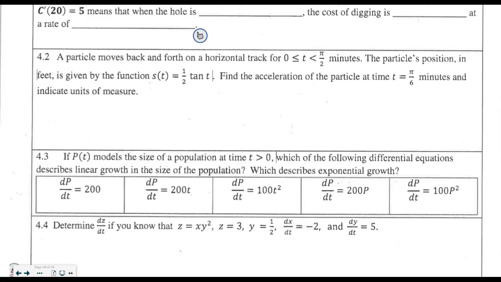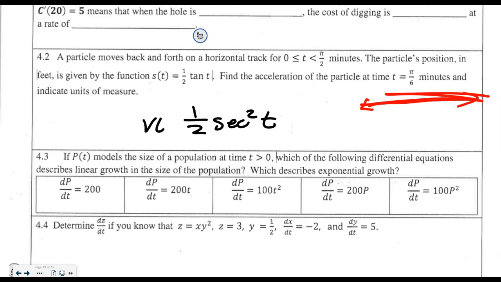4.2, a particle moves back and forth along a horizontal track. It's going like this. And s of t is given in feet. That's the position, that's where it is. Find the acceleration. What would you do? How many times? And what's the derivative of tangent? Secant squared. And how would you do the derivative of secant squared? Then we need to talk about that one. All right, so on your second derivative, so your first derivative would be 1/2 secant squared t. That's your velocity.